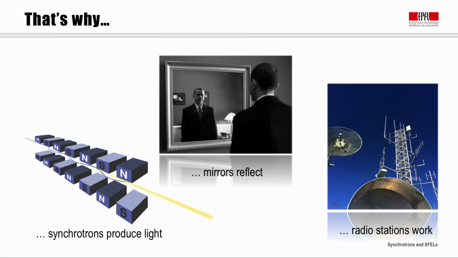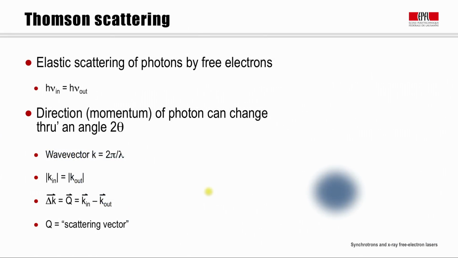This response of the free electrons to light is the reason why, among other things, mirrors reflect, radio antennas transmit, and, importantly, synchrotrons produce light. As I just mentioned, the reason for this will become very clear soon. This elastic scattering by electrons, that is, with no loss in photon energy, no change in wavelength, is referred to as Thomson scattering.